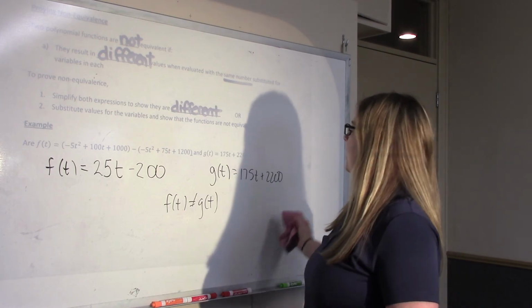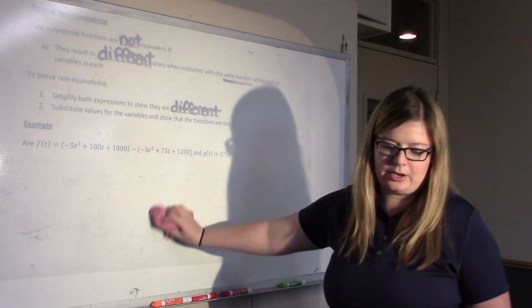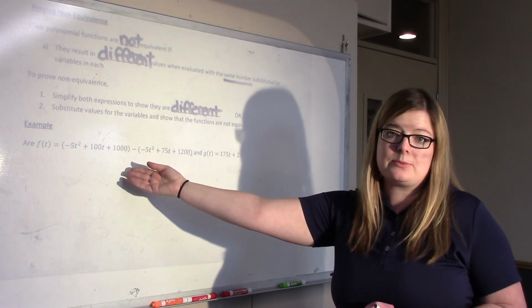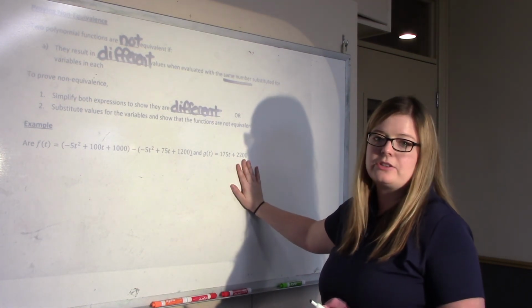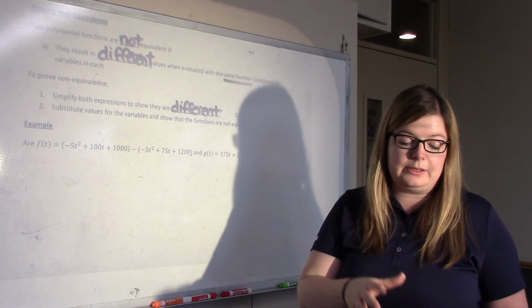Okay. So again, you could have just put in a value for t, like let's say you put in 1 into function 1, into f, you would have gotten minus 175. If you put 1 into this function, g of t, you would have gotten 2,375. So that again would show that they're not equivalent.